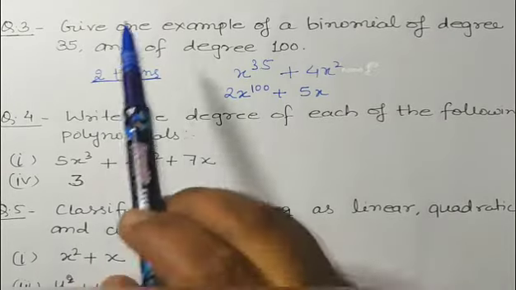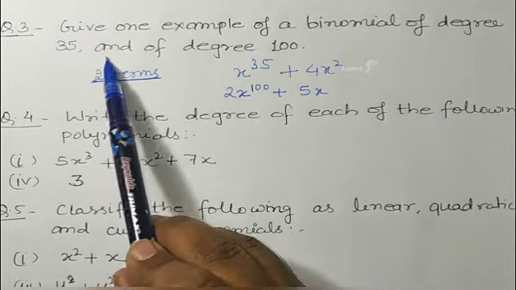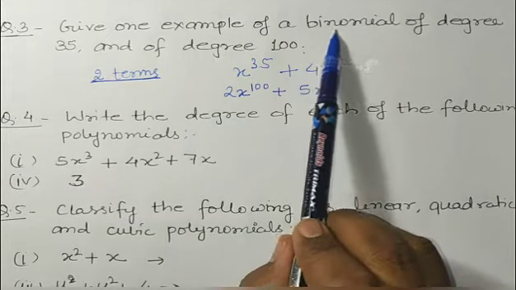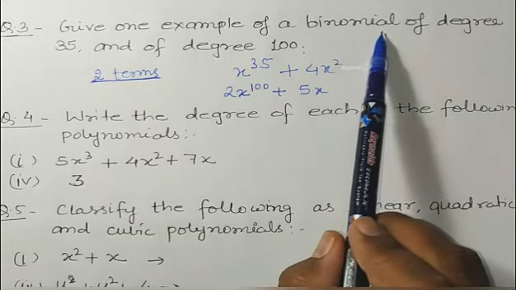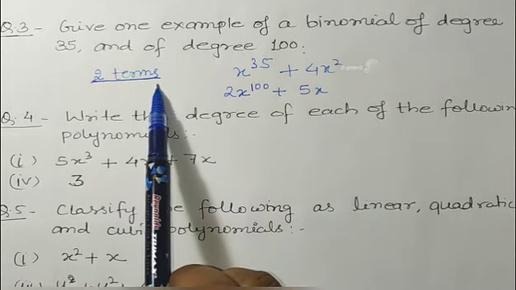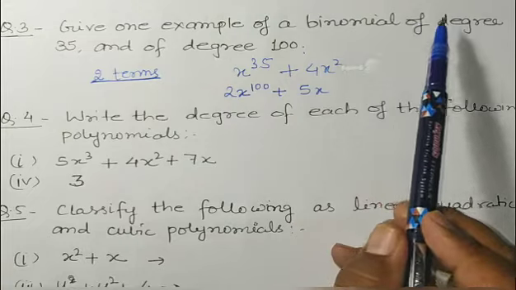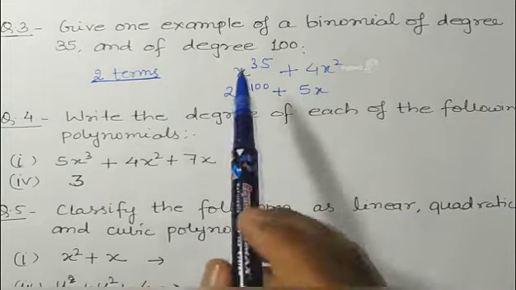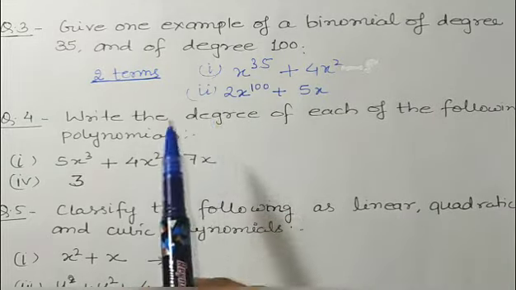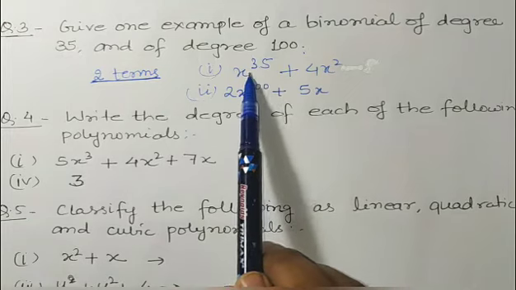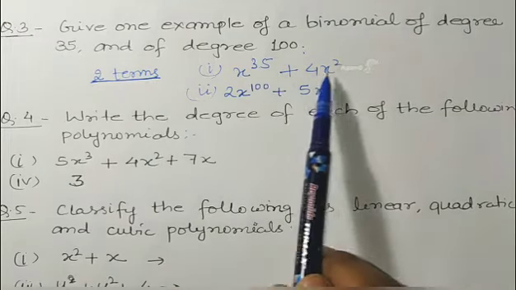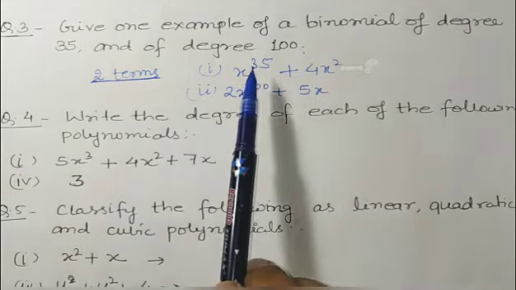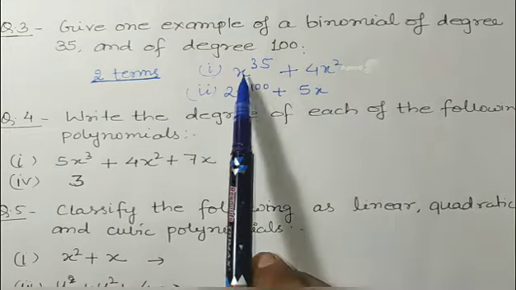The next question, students, is to give one example of a binomial of degree 35 and degree 100. As I have told you, if a polynomial has two terms, it is known as a binomial. So you can give any example of a binomial of degree 35 and degree 100. Here I have written two examples. The example should have only two terms because the question says binomial. Binomial means two terms.